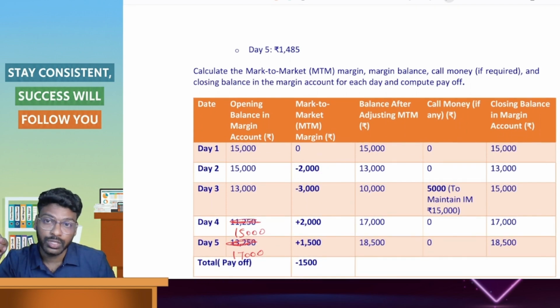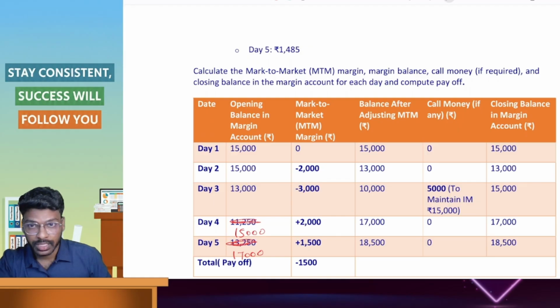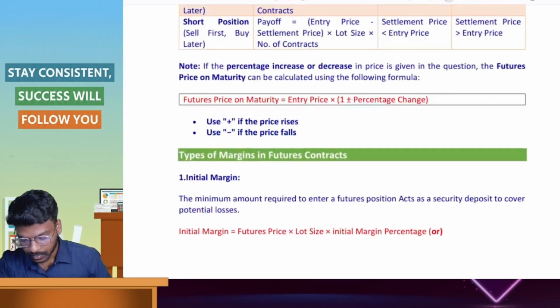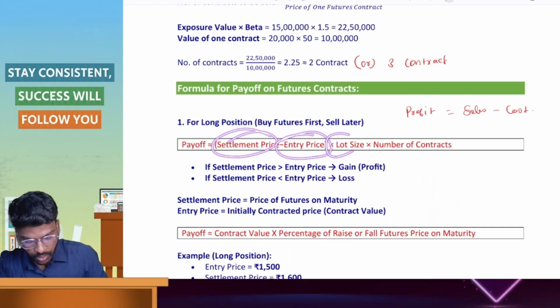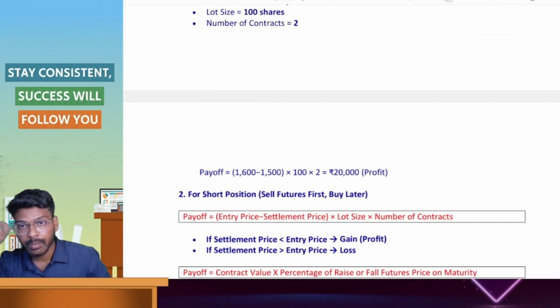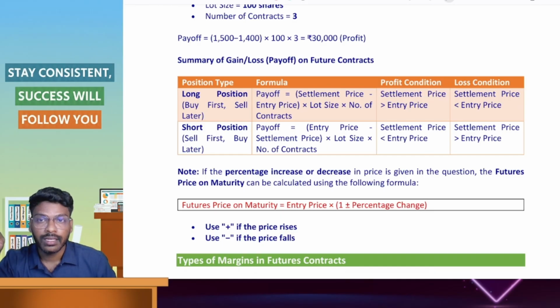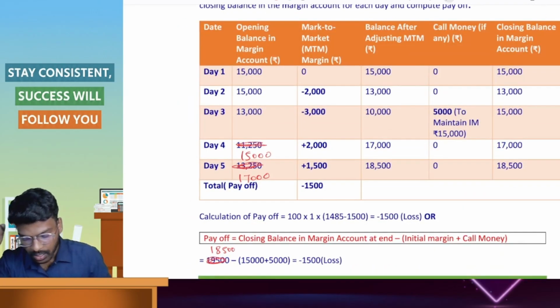Okay, for a long position, we have to use this formula: settlement price minus entry price into lot size into number of contracts. Settlement price is 1480 minus entry price 1500. In this case, loss will arise. Okay, loss will be 2000.